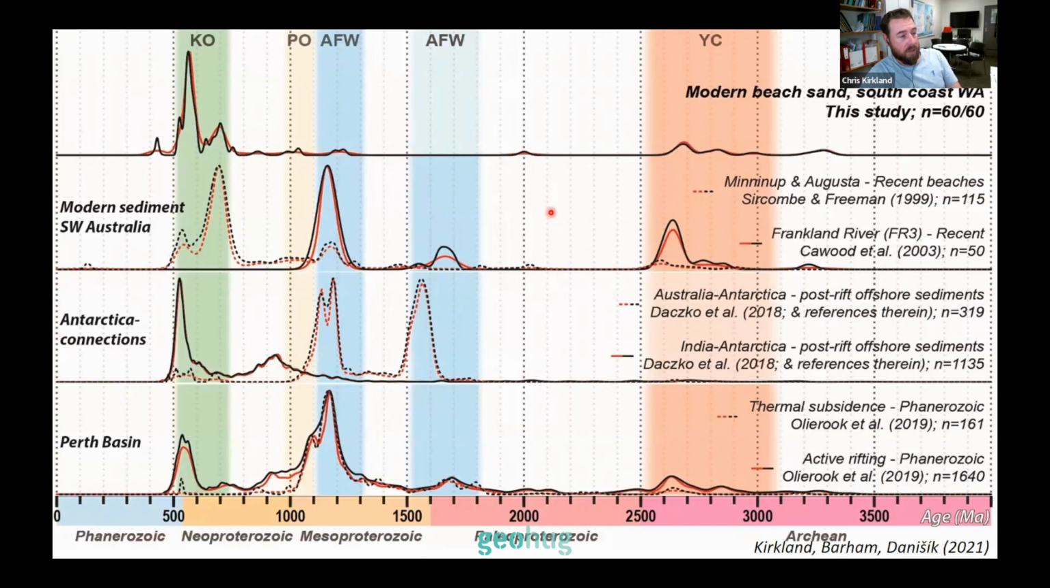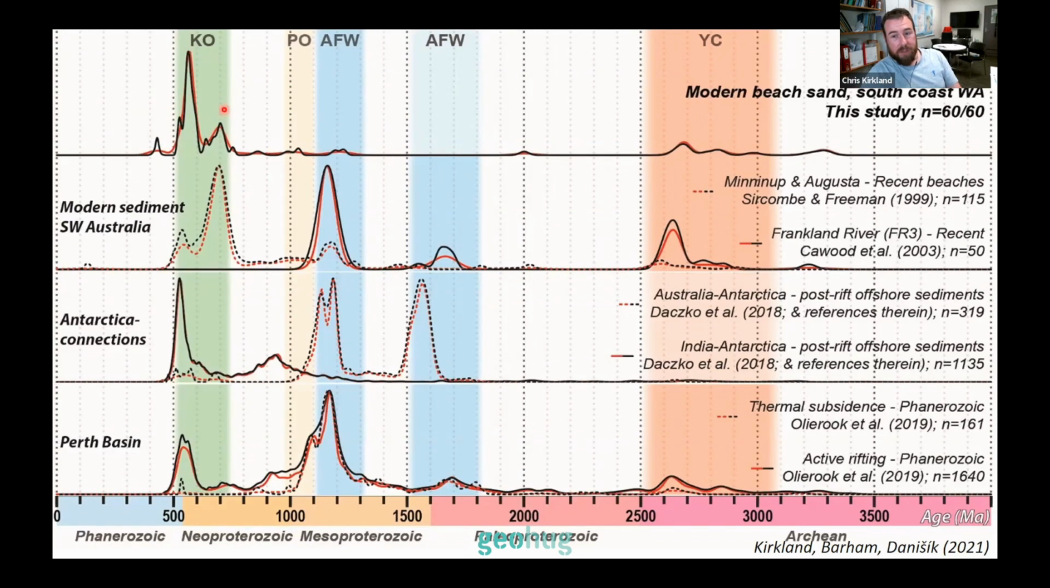The easiest way to do it is to look at these fingerprint diagrams. These are the ages of zircon grains. Our beach sand is right up here at the top. This is a modern beach sand. You can see this beach is sitting right on top of the Yilgarn Craton, right beside the Albany-Fraser Orogen, and there is very little Yilgarn Craton or Albany-Fraser detritus within this modern beach sand. Most of the heavy mineral grains within this beach sand are coming from the Kunga Orogen.